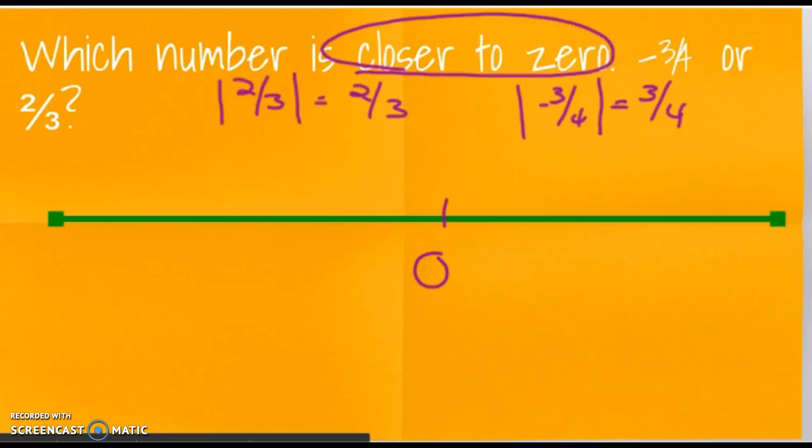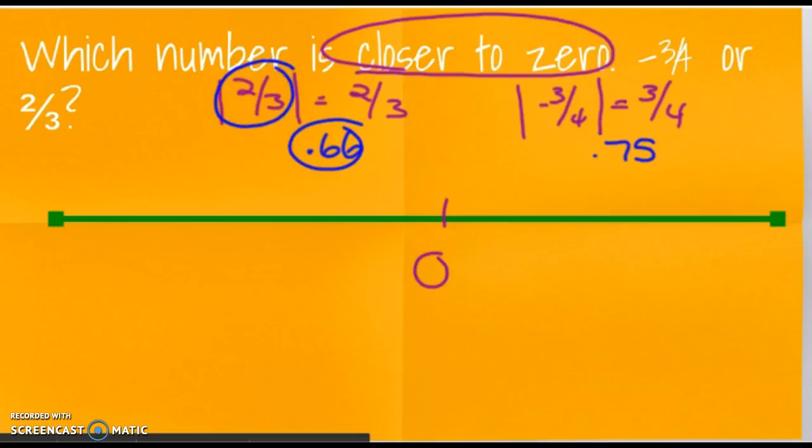The first way we can do that is by putting this in our calculator. So 2 divided by 3, that's going to be 0.66. And 3 divided by 4 is 0.75. So you should be able to tell that 0.66 is smaller. So 2/3 is closer to 0.